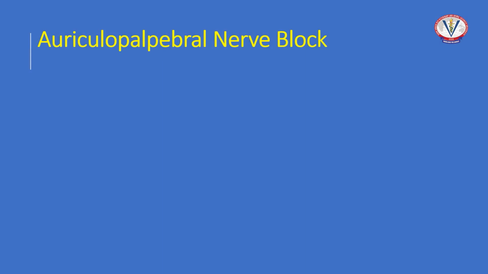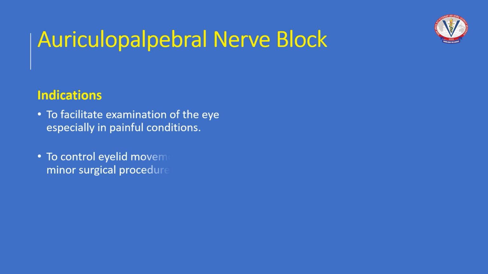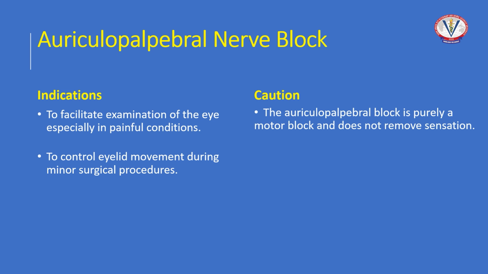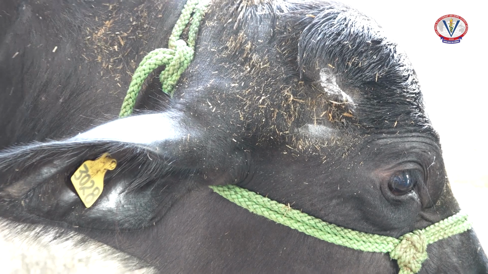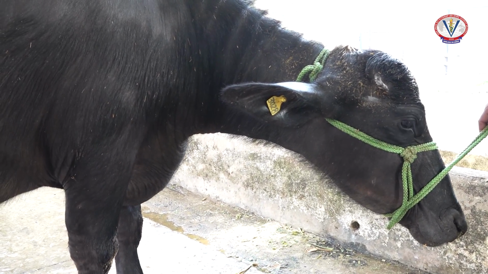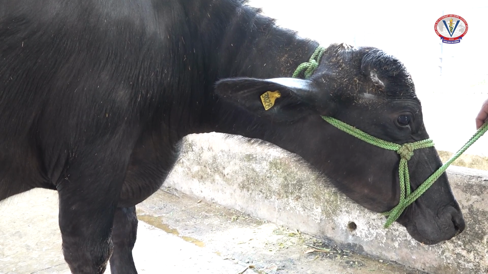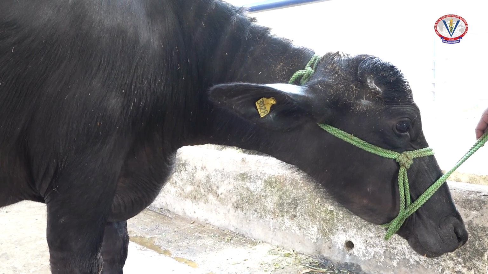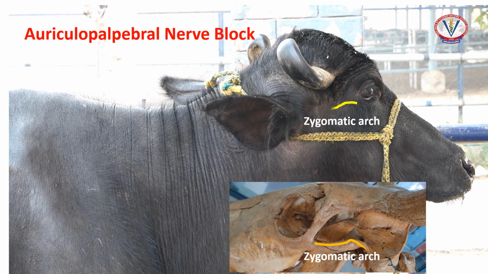The auriculopalpebral block is purely a motor nerve block and does not remove any sensation. It is used to facilitate the examination of the eye, especially in painful conditions, and also to control eyelid movement during minor surgical procedures. The site for the auriculopalpebral nerve block is to inject the anesthetic solution at the highest point of the zygomatic arch or at multiple injections along the zygomatic arch.